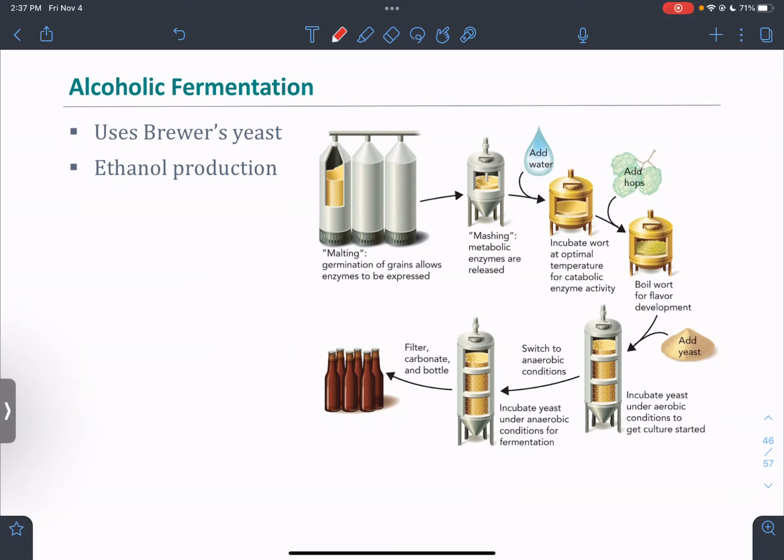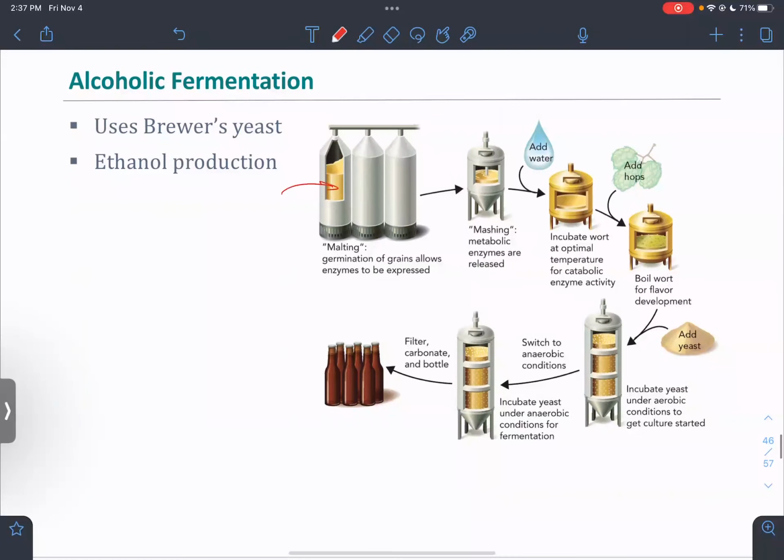So what they do is they take some source of carb, usually a cereal grain like barley, and they germinate it. What does germination do? Germination induces expression of amylase and maltase. These are all enzymes that break down sugars. Then they mash it up, and it releases the enzymes from the cells. You add water and you get what's called the wort.